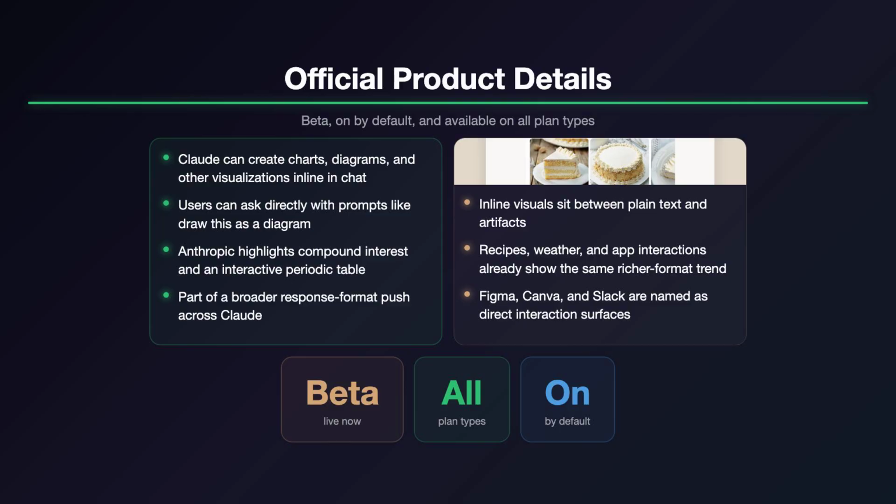And they frame this as part of a broader push toward richer response formats. Recipes now show up in a more purpose-built layout. Weather answers can include visuals. Claude can also interact directly with tools like Figma, Canva, and Slack. So the real pattern is that Anthropic is slowly breaking the one-format answer model. Not every question deserves plain text.